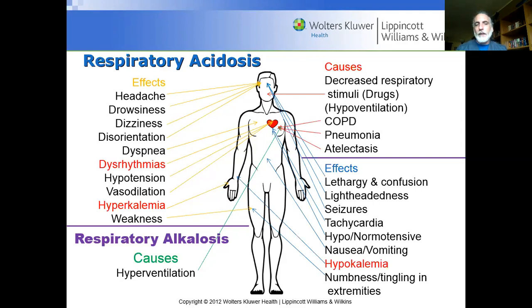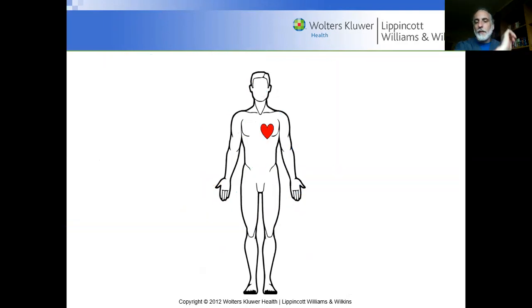And we look over here: respiratory acidosis, we have hyperkalemia; respiratory alkalosis, hypokalemia. Flip sides of the coin again. Over here, too much potassium. Over here, too little potassium. And respiratory alkalosis, I'm sorry, causes numbness or tingling in the extremities. Flip sides of the coin. Oh, I wonder what we could be going for now.